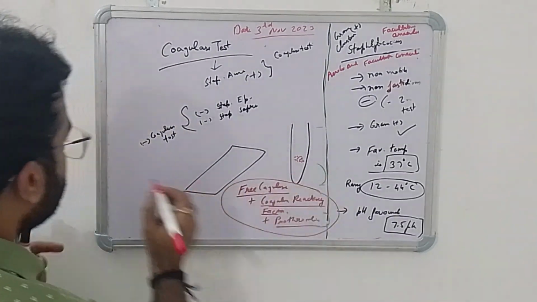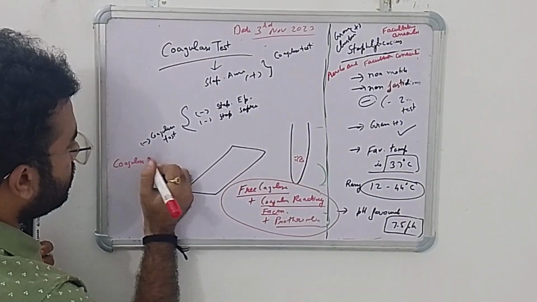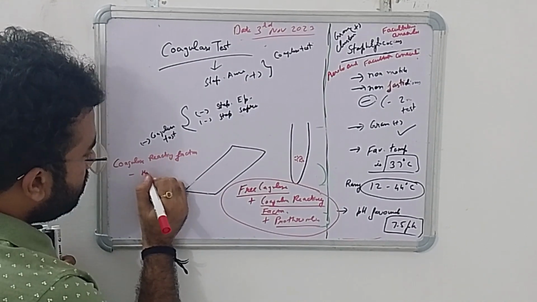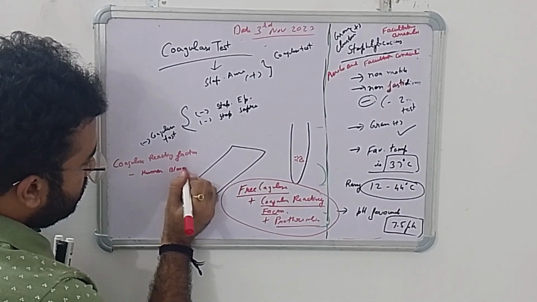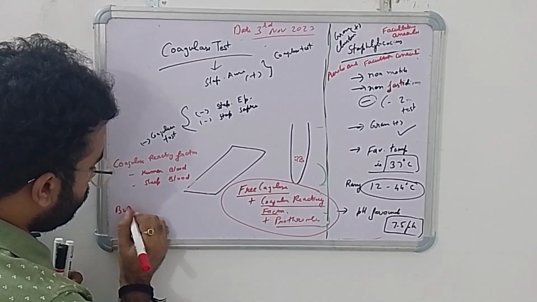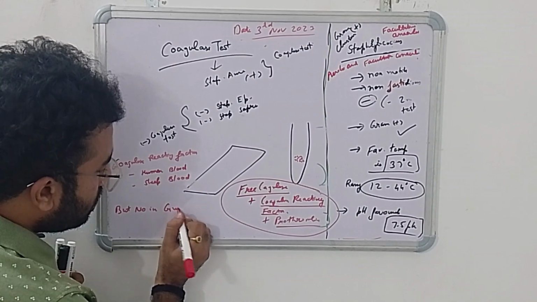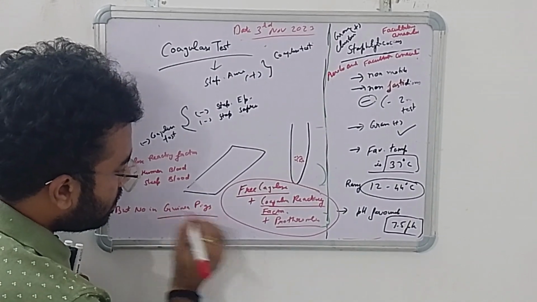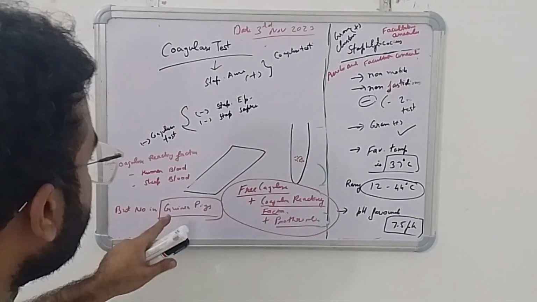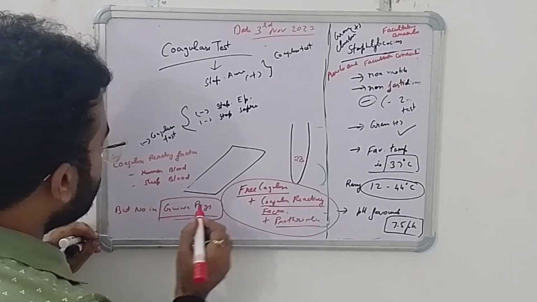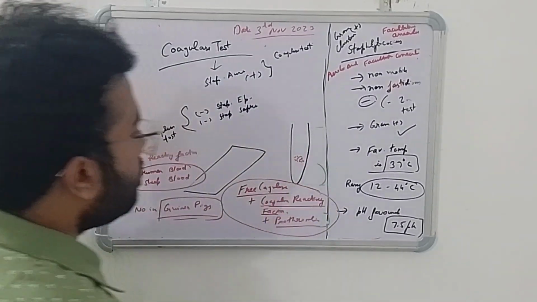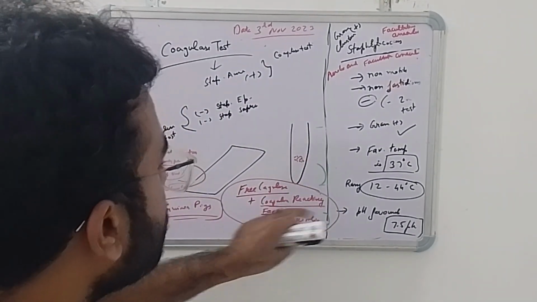Now I have to tell you that the coagulase reacting factor is present in human blood and sheep blood, but not in guinea pigs. Guinea pigs don't have this coagulase reacting factor, so we cannot experiment with this in guinea pigs. We have to experiment in human blood and sheep blood only. So the free coagulase will bind to the coagulase reacting factor plus prothrombin.